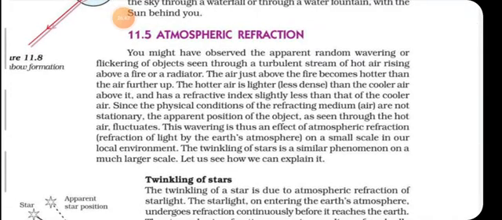The flickering, the wavering, the shivering as well as the vibrating are due to atmospheric refraction, because the air above the fire is hotter than the air further up, and so the hotter air is less dense than the cooler air. The hotter air has a refractive index slightly less than the cooler air. The apparent position of the object as seen through the hot air fluctuates. The wavering is thus an effect of atmospheric refraction. The twinkling of stars is a similar phenomenon on a much larger scale.